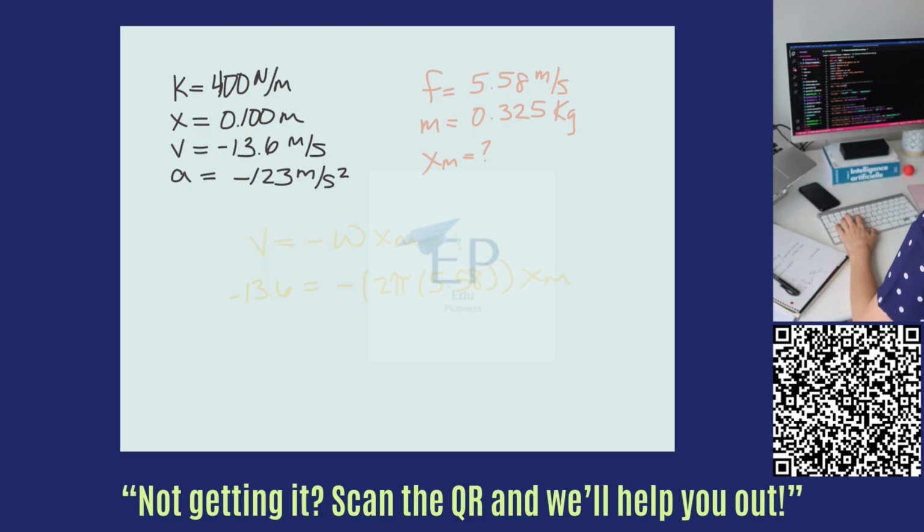times xm. And when we solve for our amplitude, we end up with negative 13.6 divided by negative 2 pi times 5.58, and that gives us a value of xm being 0.4 meters.